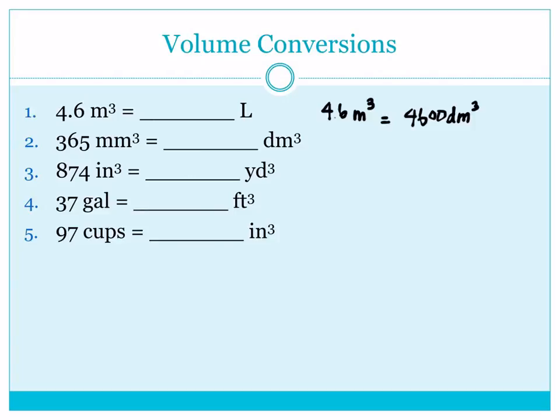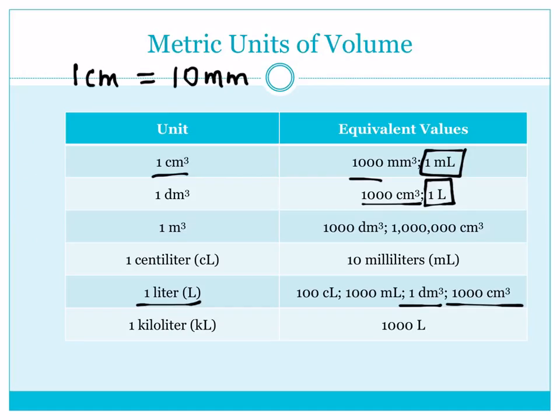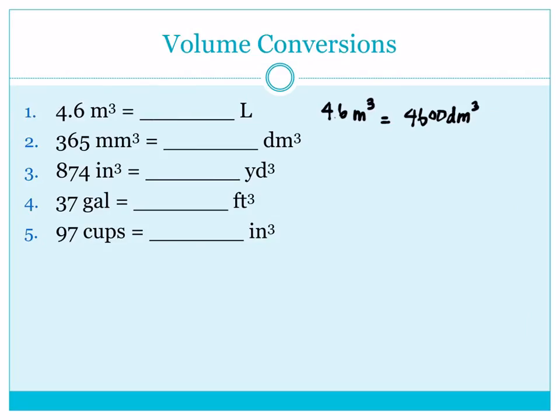And if we take a look back over here at this table, it says that if I have 1 decimeter cubed, it's the same thing as 1 liter, right? So it's a one-to-one correspondence. All I have to do is change the unit on the end, right? So this is the same as 4,600 liters, because a decimeter cubed is a liter, right? So this is 4,600.